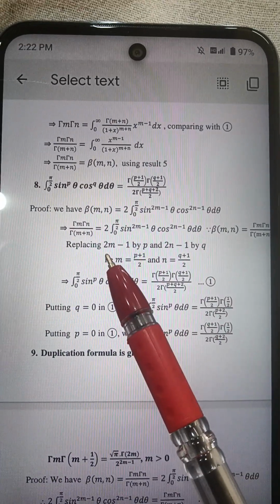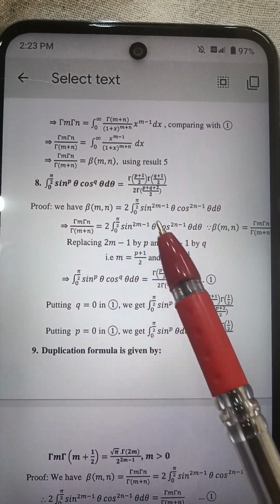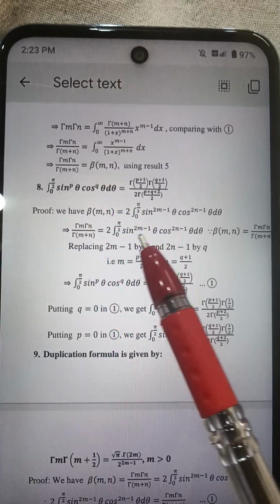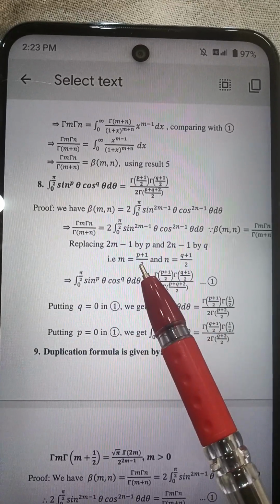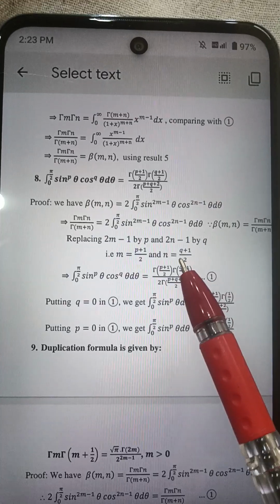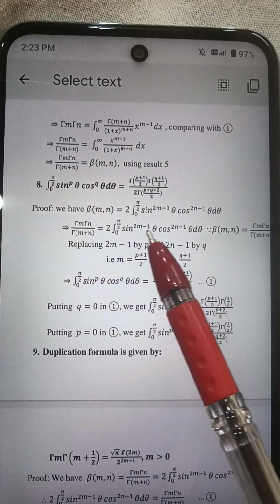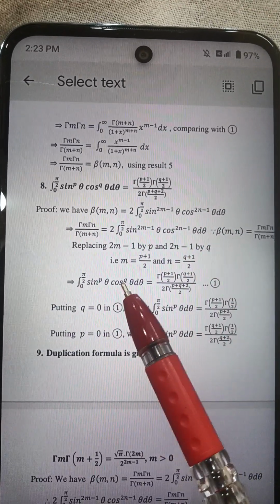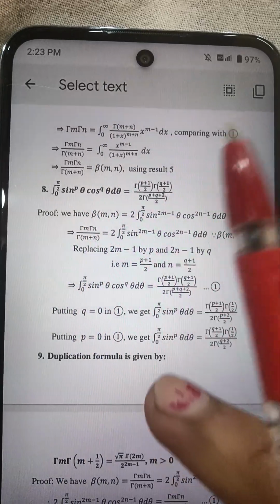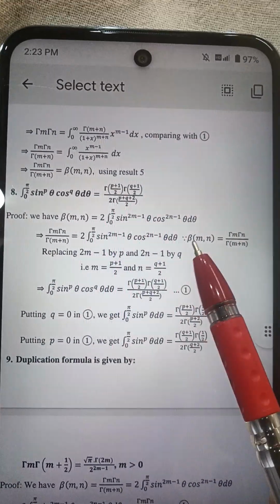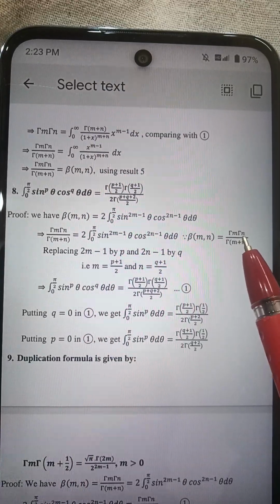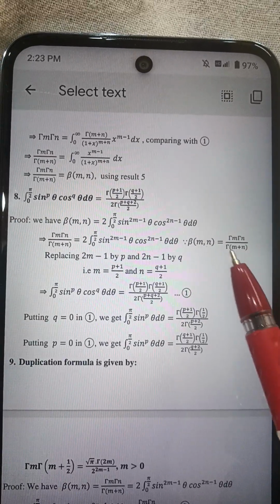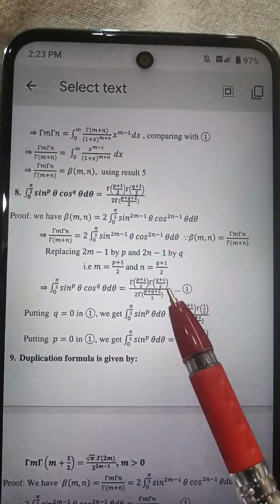Okay. Now we are replacing 2m minus 1 by p and 2n minus 1 by q. So m can be written as (p+1)/2 and n can be written as (q+1)/2. In place of this we can write p, and in place of this we can write q. Here m is written as (p+1)/2, n is written as (q+1)/2, and m plus n is written like this. I hope now this is clear.